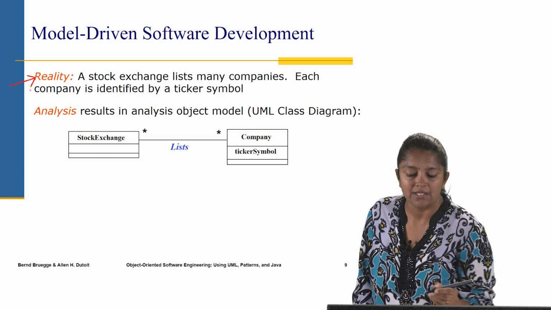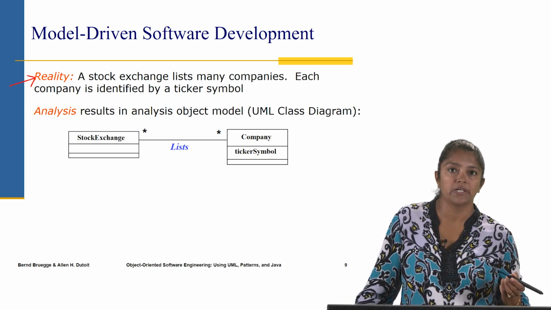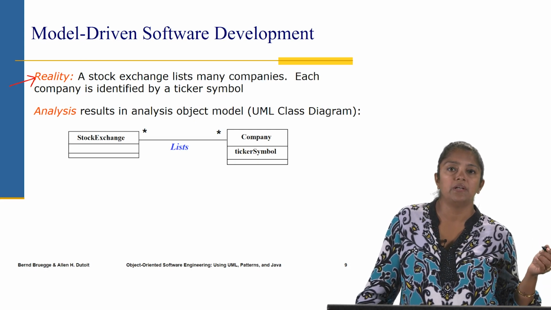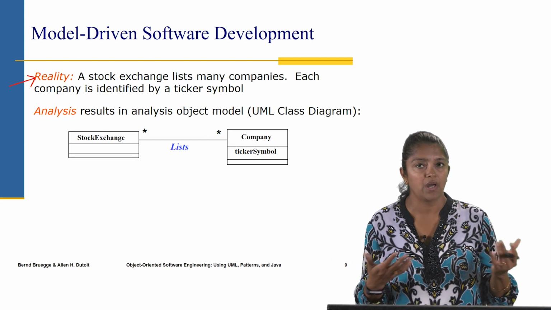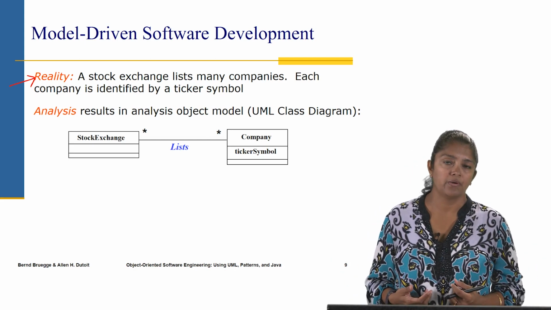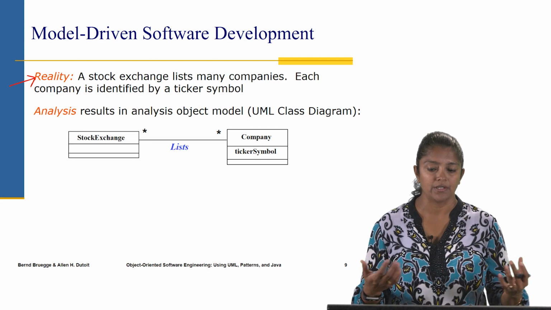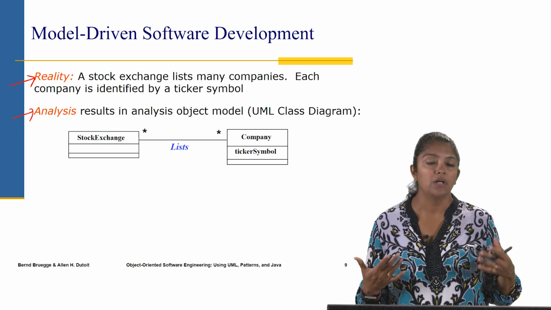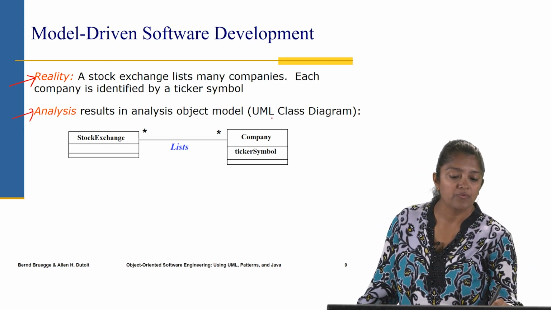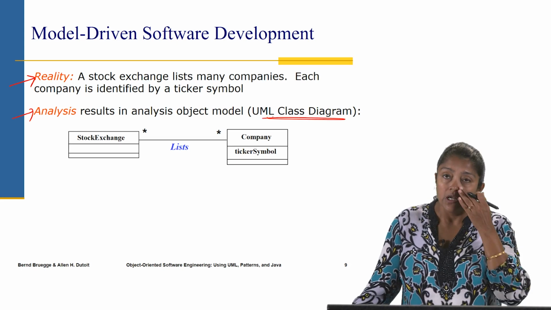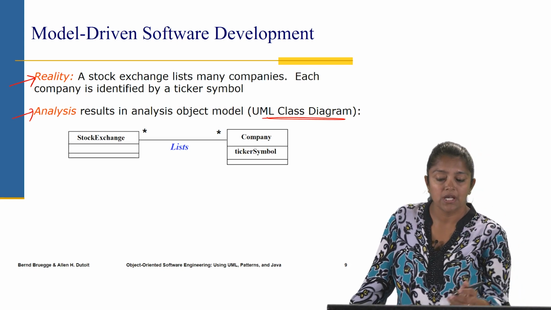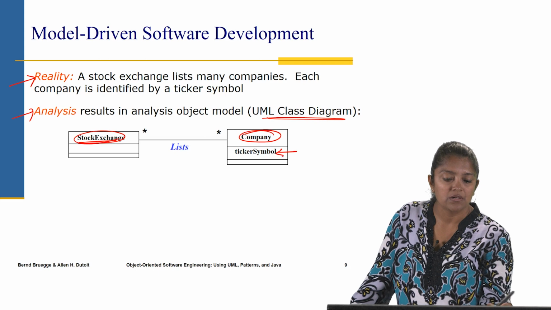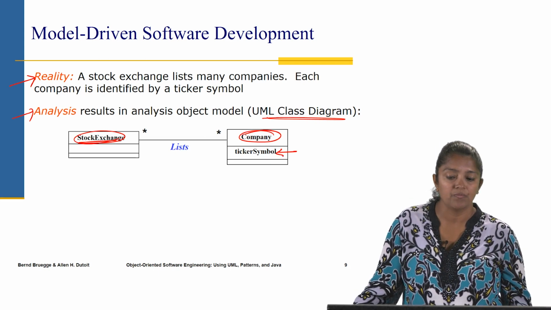So we start with the reality. Say we're dealing with the stock exchange example: a stock exchange lists many companies, and each company is identified by a ticker symbol. That's the information we have, and now we need to model the software to handle these operations. We conduct an analysis, and the analysis results in what's called an analysis object model. So we need to come up with a class diagram, a model for it. The key objects in this case are the stock exchange and company. The company is identified by a ticker symbol, so we put that in.